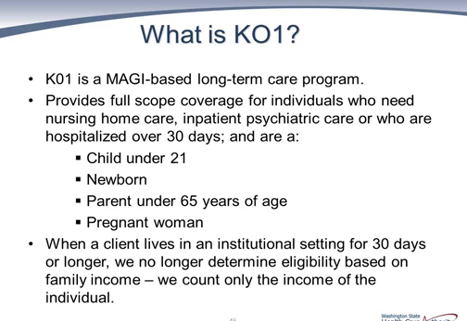Once a client meets our institutional status, which means they've been in that institutional setting, so they've been in the hospital for 30 days or longer, we only have to look at the income of that individual and not their spouse or their children or anything else. And so sometimes that means that we can get people into coverage that wouldn't necessarily be covered using the household income.